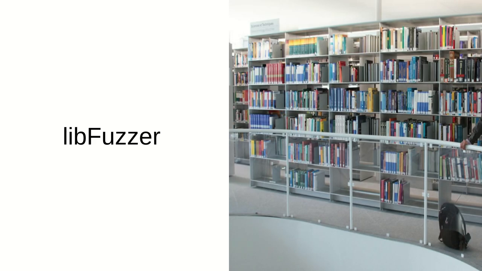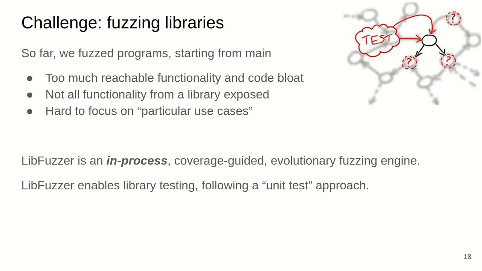Let's now talk about libraries. In particular, we will look at LibFuzzer, which allows you to target specific libraries and specific library functionality by creating fuzzing stubs. So far, we have fuzzed programs, and we started from the main function in the program and then dove into the different parts. There's too much reachable functionality and code bloat in libraries usually, and it's very hard to figure out what functions should actually be tested in a library. Similarly, not all functionality in a library is actually exposed, right? A library may only export a very limited API and require a particular sequence of calls into the library to build up the necessary state. It's also hard to focus on a particular use case for a library.